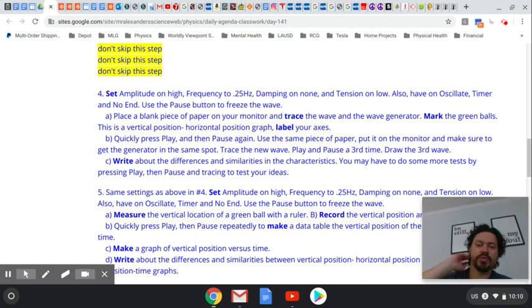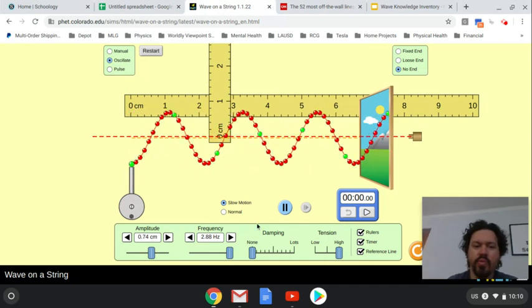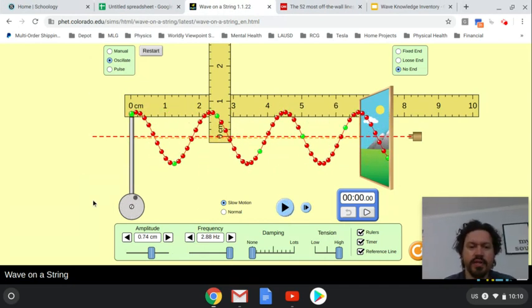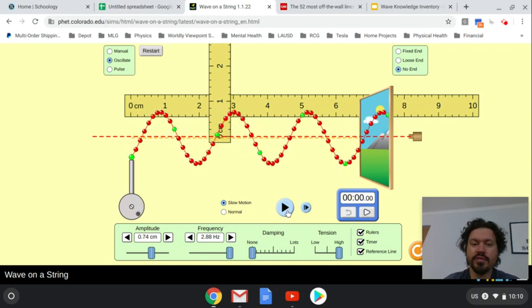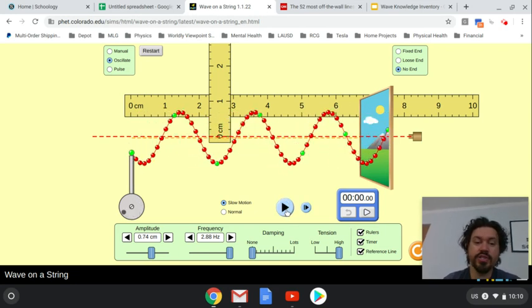Later, I'm asking you to do some tracing. So that means you're going to make a wave. You're going to pause it. And it's really important to draw this on your paper. Draw this little wave generating machine, this little pump, because that'll be your home base. And then you need to trace where all the green balls are, and then hit play, and then pause and draw it again, and then play and pause and then do it again. And you can do this just by putting a piece of paper right over the screen.